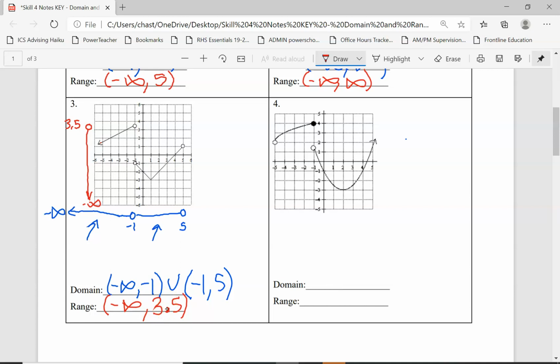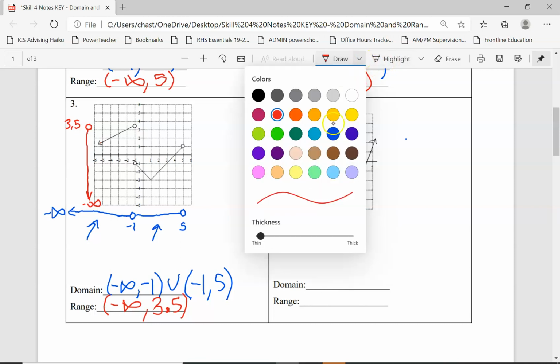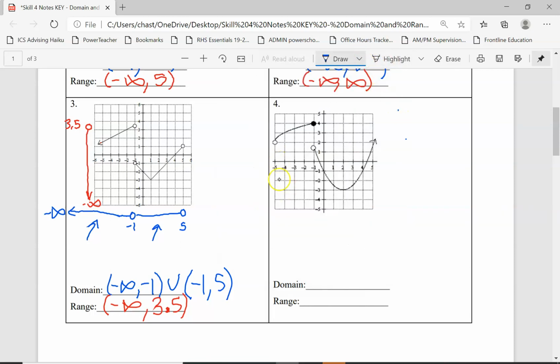All right, and then this graph over here, the 4th one, let's talk about its domain. For the domain, I see an open circle here at negative 5. When I'm looking here, I do see an open circle at negative 1, but I also see a filled in circle. So I would keep continuing on. We're fine here. And we have this arrow that's going up and to the right, so there will be no ending value. Okay, so my domain is just negative 5 to infinity. Okay.